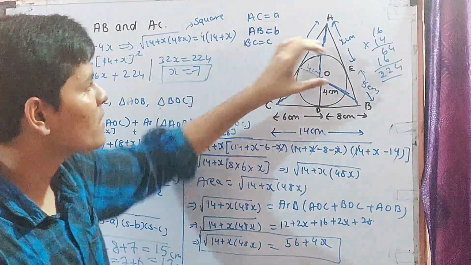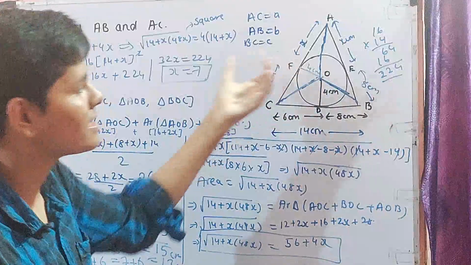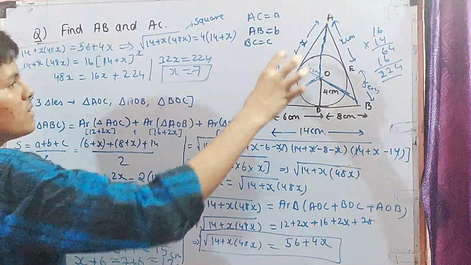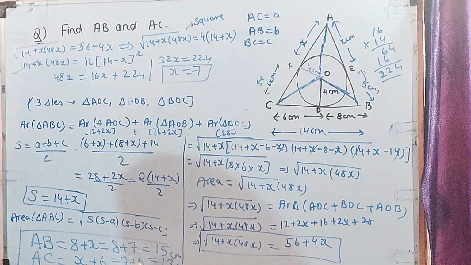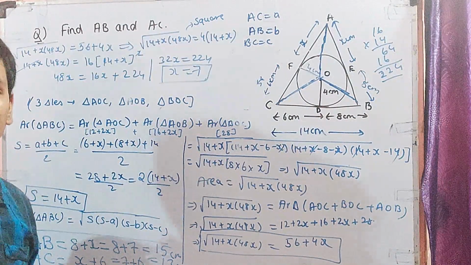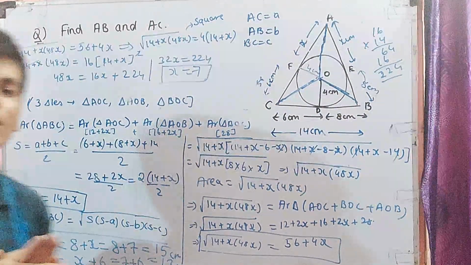If we got the x value, we can write AB is equal to x plus 8, that is 7 plus 8, and AC is equal to 7 plus 6. So AB is 15 cm and AC is equal to 13 cm. So hence we got our answer.